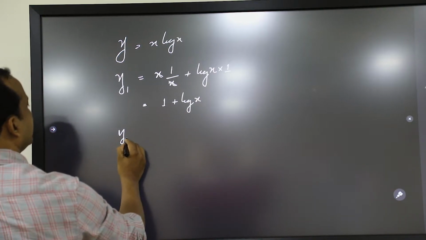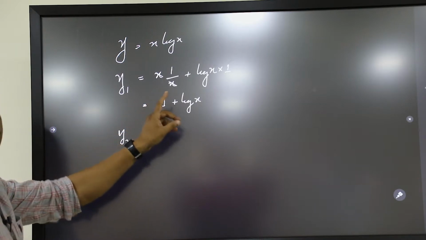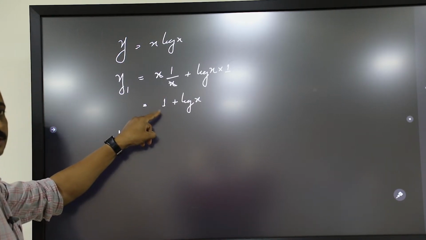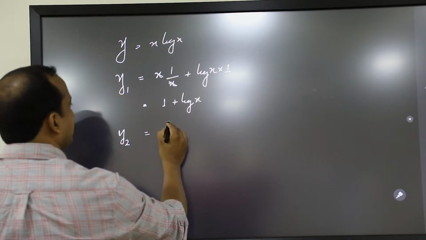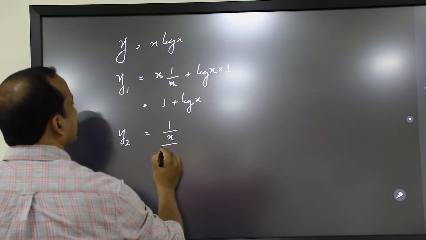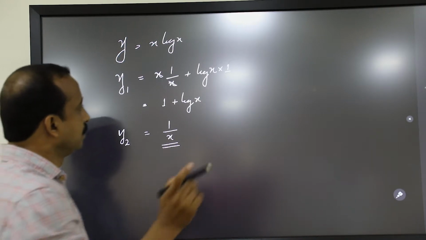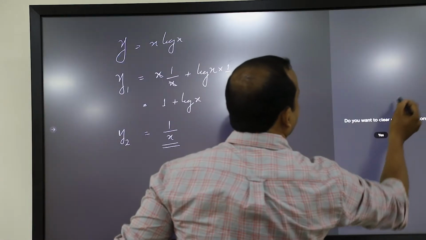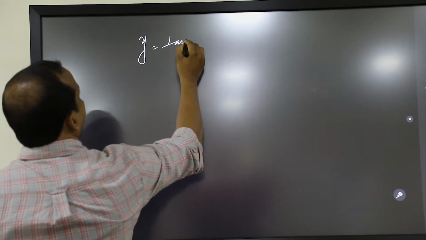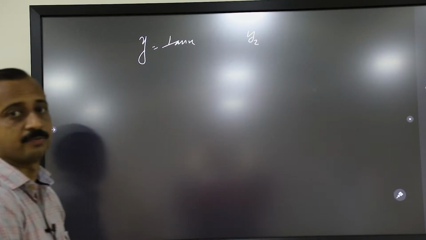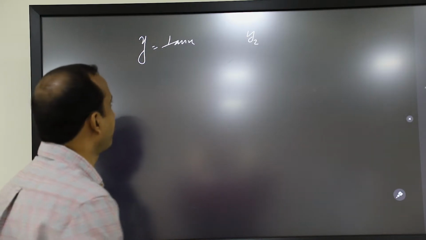Again we differentiate this function with respect to x, denoted as y2. You know the derivative of 1 is 0, it becomes a constant value, and the derivative of log x becomes 1 by x. That's all, it's very simple. Okay, one more question, take y is equal to tan x, find y2. Y2 means d square y by dx square.